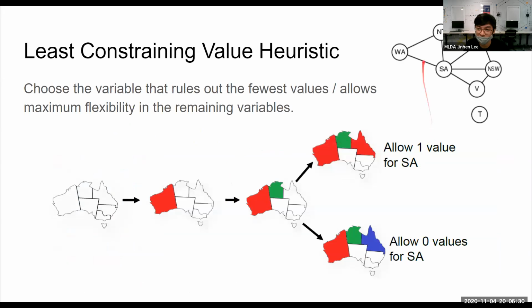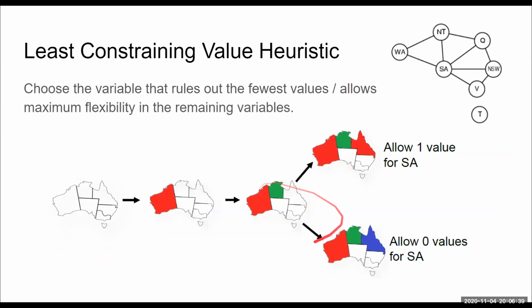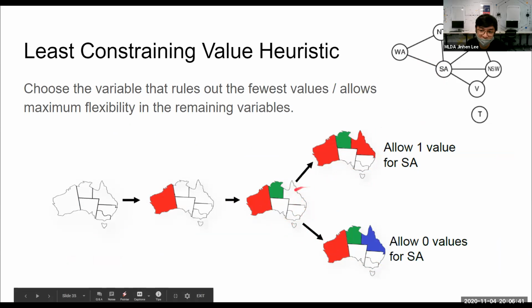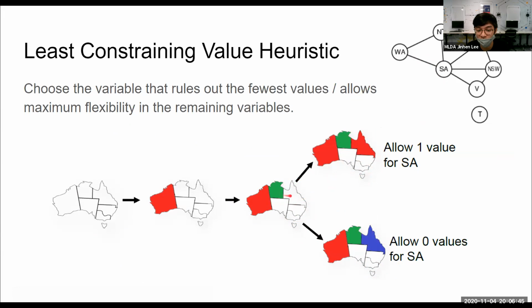Oh, SA is Southern Australia, because this map doesn't have the names on it. So basically, you're at this point, right? You are branching out. So you want to know whether you have to fill in red or blue. The constraint is you cannot fill 2 colors beside each other, and you only have 3 colors, green, red, and blue. So if I fill in red over here, I will realize that for Southern Australia, I can only fill blue. So that's why I have only 1 value left for Southern Australia.